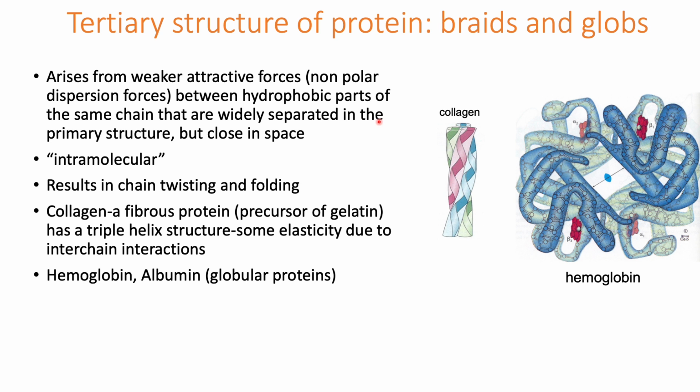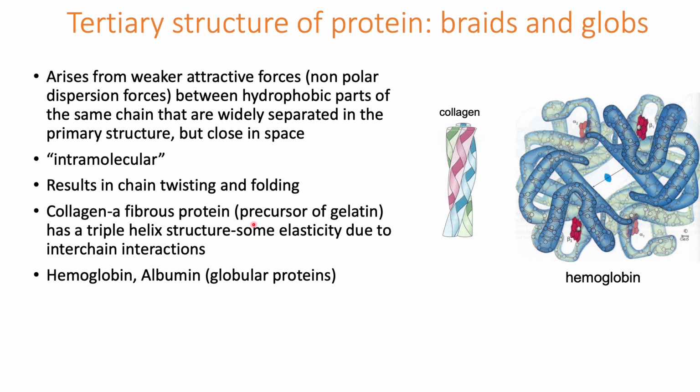So tertiary structure is intramolecular. That is, these bonds don't form between different molecules, they just form within the same molecule. So this results in chain twisting and folding. There are two major tertiary structures, like braids and globes, like globulins.